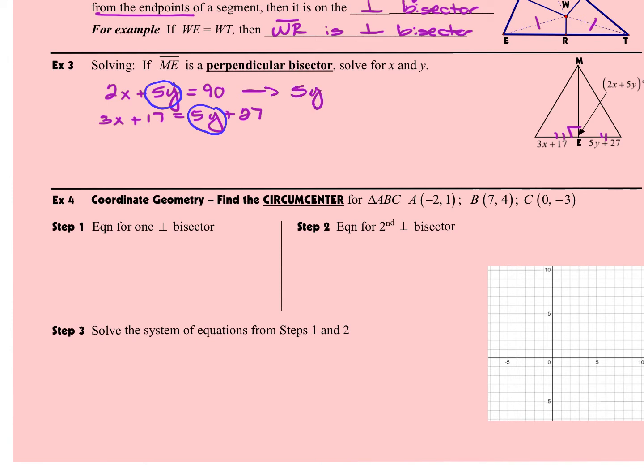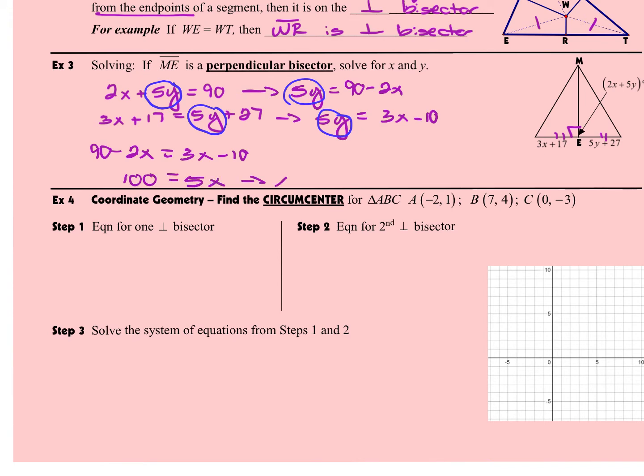So I'm going to say 5y is 90 minus 2x. And on this one, I'm going to say 5y is equal to 3x minus 10. Now, since both of these expressions equal 5y, they're going to equal each other. So 90 minus 2x is going to equal 3x minus 10. So that's going to give me 100 equals 5x. So x equals 20.